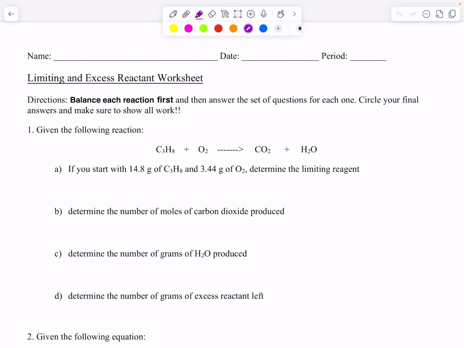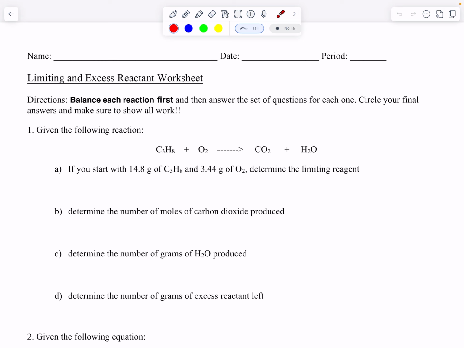Okay? So it says directions, balance each reaction first, and then answer the set of questions for each one. Circle your final answer, make sure to show all work, obviously. Of course you have to show work. This is math problems, guys. I need to see your work.